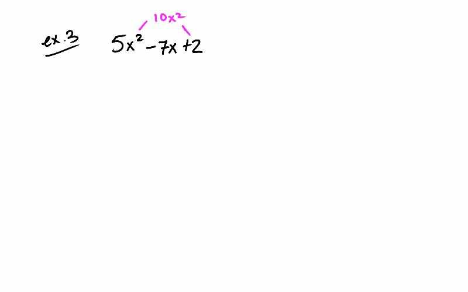Positive number that they have to multiply to, but they add to a negative. And so what two numbers multiply to 10 but add to negative 7? That would be negative 5 and negative 2, but we're going to put our x on each one. So negative 5x and negative 2x. When you have this case, you can't put a negative first because both are going to be negative, so it doesn't matter which order you put them in. So you'd have 5x squared minus 5x minus 2x plus 2.